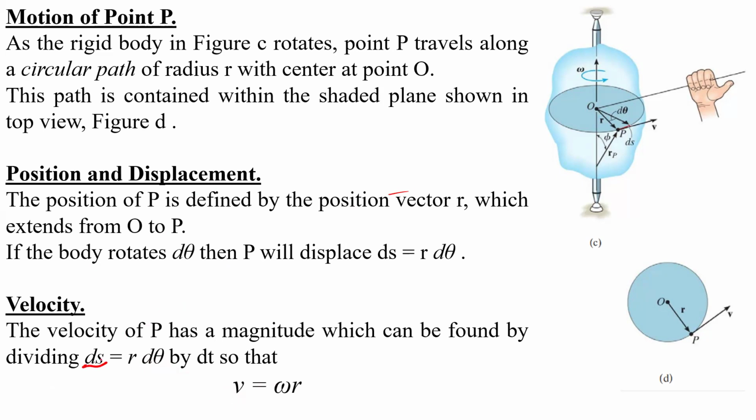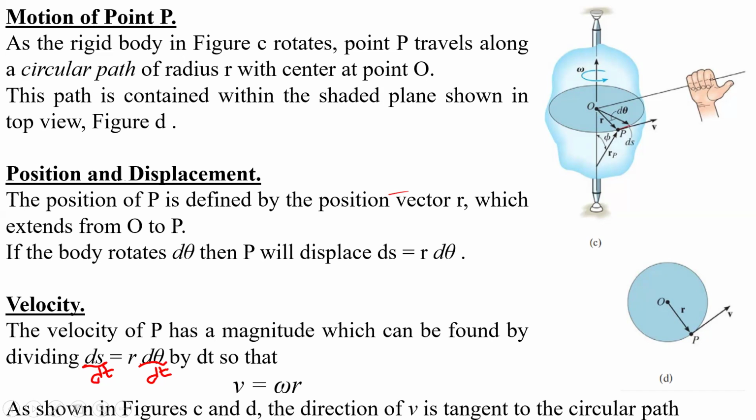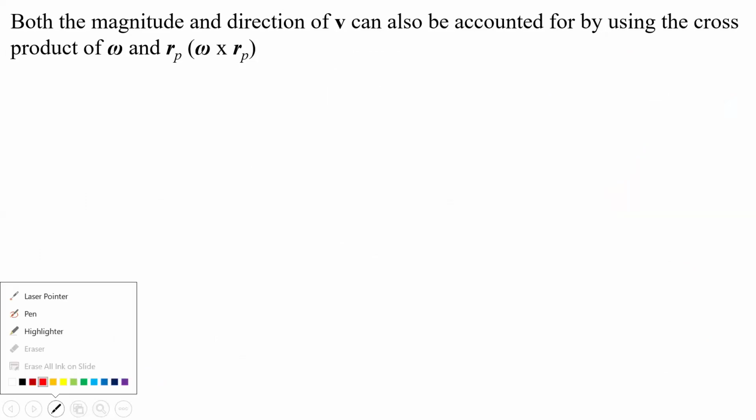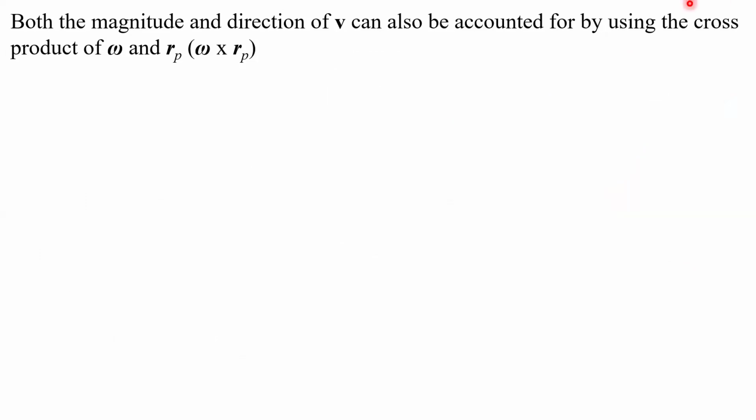Here we have ds dt and d theta dt. Since dt is on both sides, it is still the same thing. So ds dt gives us velocity, while d theta dt gives us omega. As shown in figures C and D, the direction of V is tangential to the circular path.